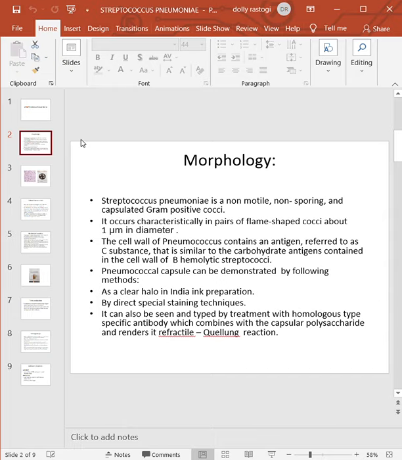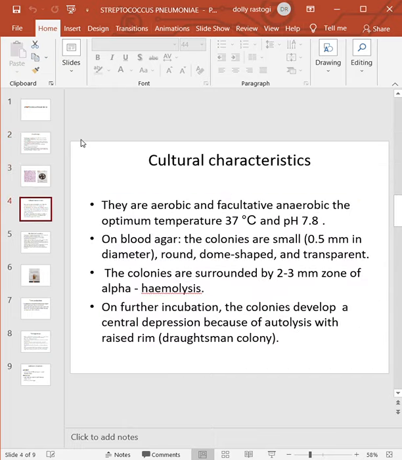Now coming to the cultural characteristics, they grow only on enriched media. They are aerobic in nature and can be facultative anaerobes. The optimum temperature is 37 degrees centigrade and pH ranges from 6.5 to 8.3.